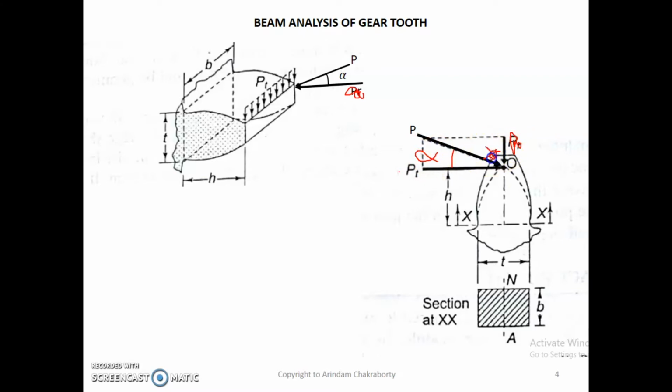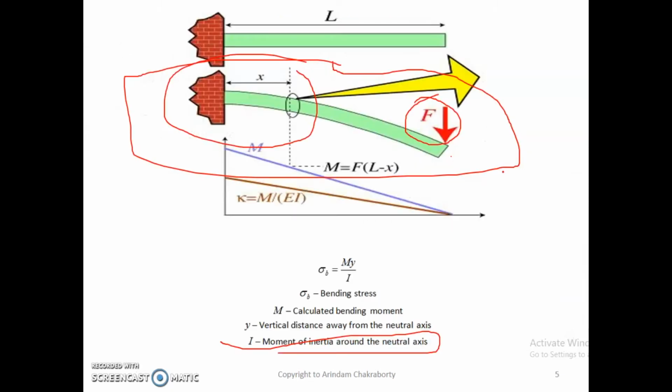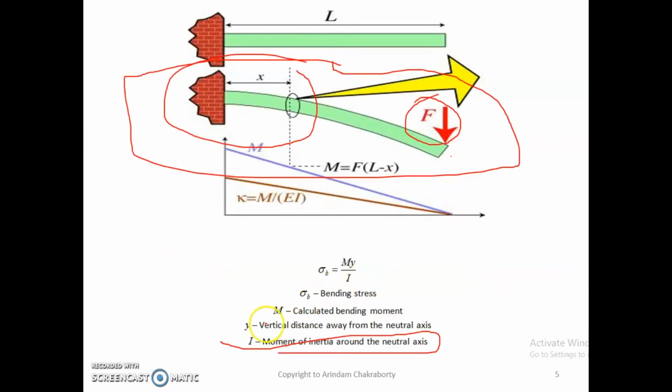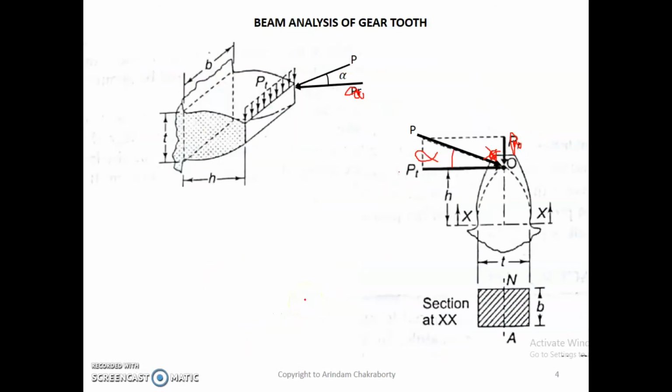Now, PT, since it's a moment, we have to consider the moment. What is the moment? What do we have first? M, the moment. What is the moment? PT into H. Fine. So M will be PT into H. And what will be the Y? Y is the point of neutral axis. What will be my neutral axis? My neutral axis will be this one.